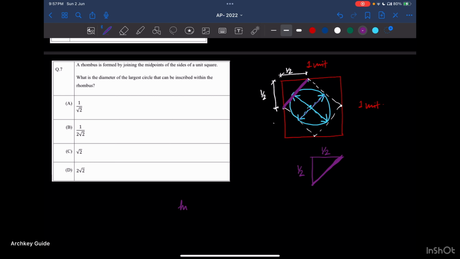So hypotenuse squared equals 1 by 4 plus 1 by 4. Why? Because this is the square of this and the square of this. So this is going to be 1 by 2, the hypotenuse being 1 by root 2. So answer would be A. Clear?